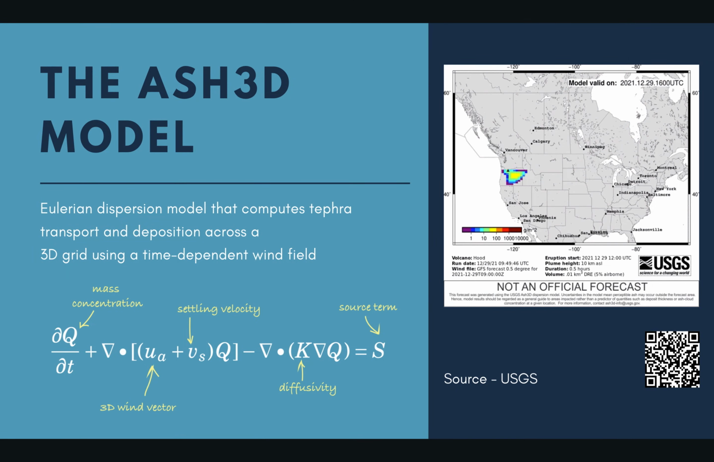So in this study, we use the Eulerian dispersion model, ASH3D, and this computes Tephra transport and deposition over a 3D grid using a time-dependent wind field. We chose this model because of its capacity to use the time-varying wind field, and also it's been extensively tested and calibrated by authors at the USGS. And here I'm just showing some examples of the simulations that the USGS runs daily.